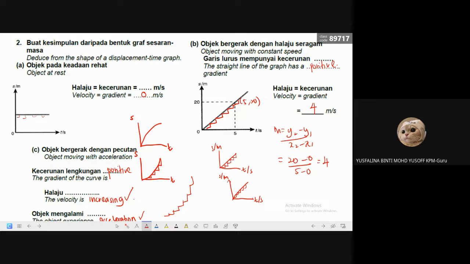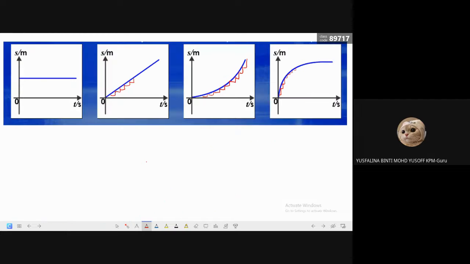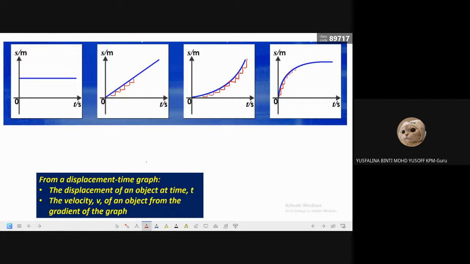Okay, so the object is accelerating. If they ask you to state the type of motion, you have to draw the triangle, and then see what type of graph it is, displacement against time. The gradient represents the velocity, right? The velocity against time graph we will talk about later. So this is the type C graph. Now this is just a summary.